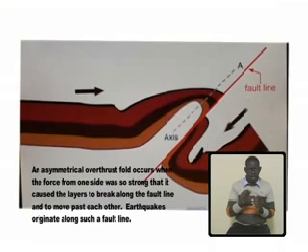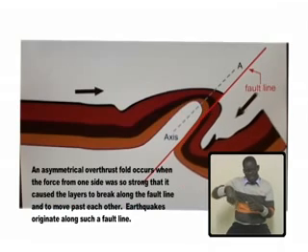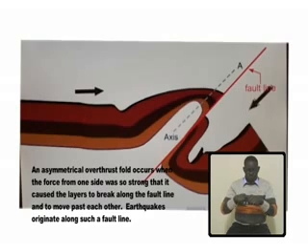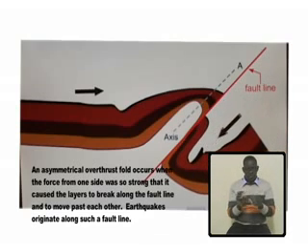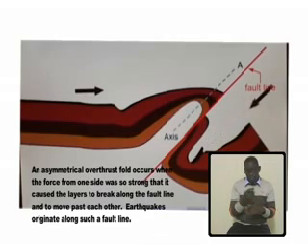An asymmetrical overthrust fold occurs when the force from one side was so strong that it caused the layers to break along the fault line and to move past each other. Earthquakes originate along such a fault line. And there we have all the different types of folds.